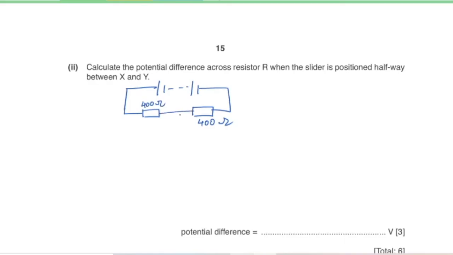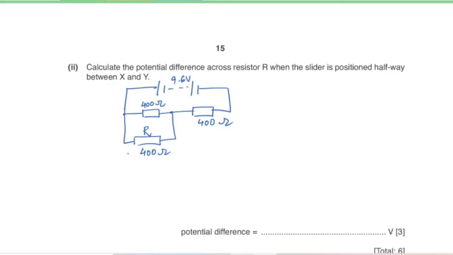So 800 gets divided equally into 400 and 400, and this 400 is in parallel connection with the other 400 ohms that was already there in the first part, and the EMF of the battery was 9.6 volts. The question is asking us to get the potential difference across resistor R, which is this one. What we can do is take ratios of resistance to get PDs. Now, the voltage across this 400 ohms and this 400 ohms is going to be the same since they are in parallel connection with each other.